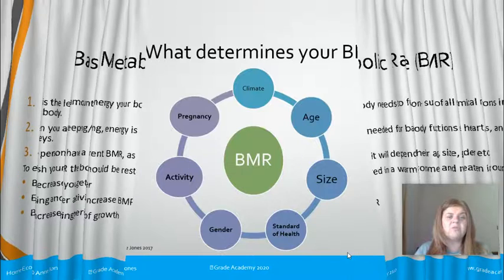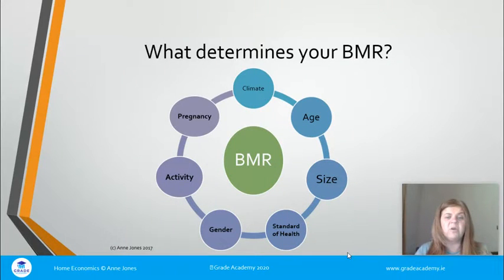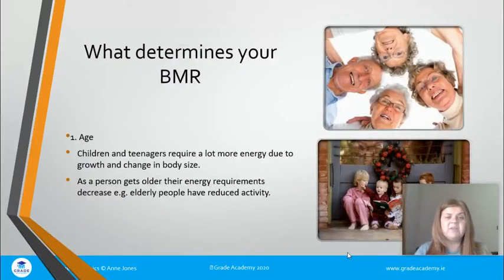So what's going to determine your BMR? You've all these factors here. There's 7 in all, and you would need to be familiar with all of them and be able to discuss each one. So you've climate, age, size, standard of health, gender, activity, and pregnancy. So let's have a quick look at each one. Age, first of all. Children and teenagers, as we said, require more. As a person gets older, they need less.